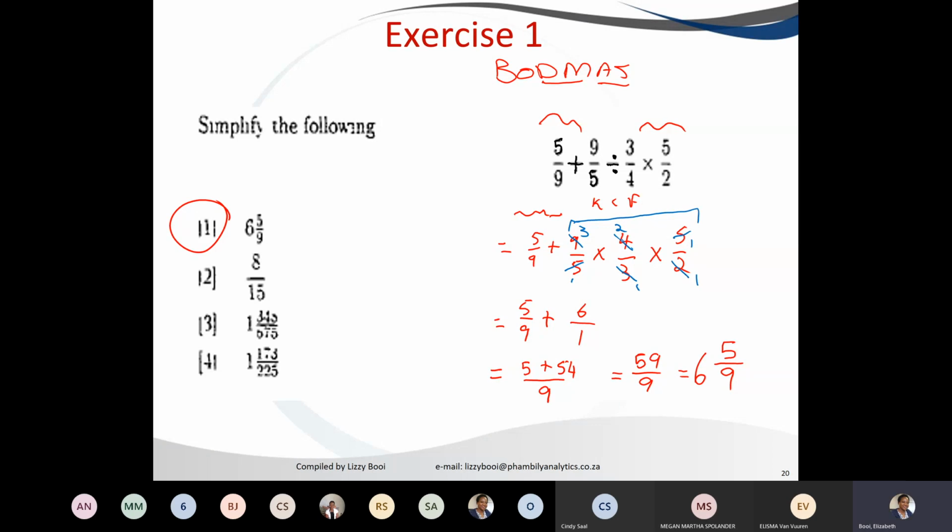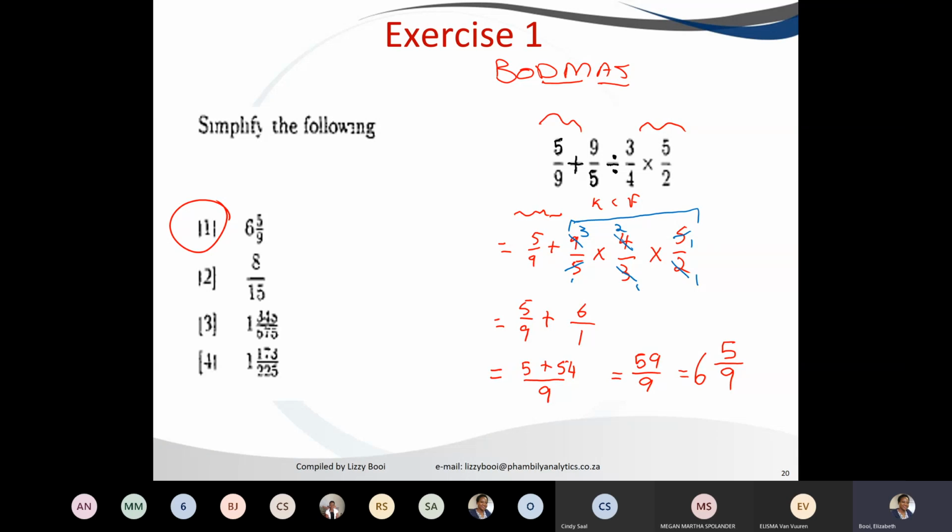Have you seen where you went wrong when you answered the question the first time? You always remember that where there is a division sign, don't get confused with the addition and the multiplications that are there. You're only going to look at the fraction before the division sign and the fraction after the division sign. That's where you apply your KCF.